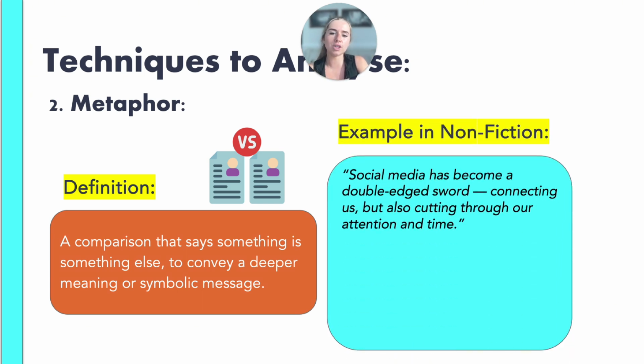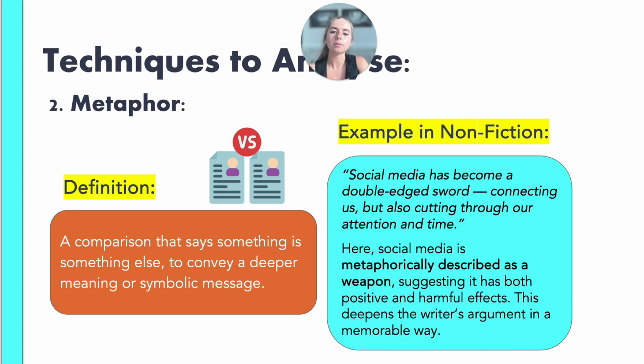So an example in non-fiction: social media has become a double-edged sword, connecting us but also cutting through our attention and time. Here, social media is metaphorically described as a weapon, suggesting it has both positive and harmful effects. This deepens the writer's argument in a memorable way. So we can see here that we're saying social media has become a double-edged sword. We're not saying it's like a double-edged sword. That would be a simile. We're saying it is a double-edged sword.